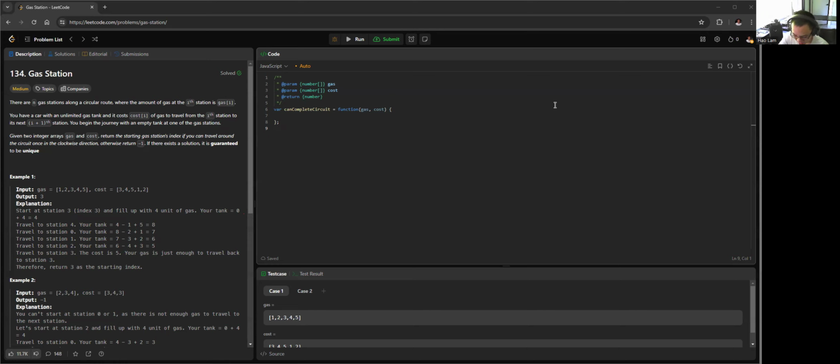So we can look at the example right here. We start at station 4, right? We have 4 units of gas in our tank. To move to the next station costs 1, minus 1, and we get 5 at the next station. This is a little bit confusing because you have to add like i plus 1 and minus the index at i, which doesn't make a lot of sense here.